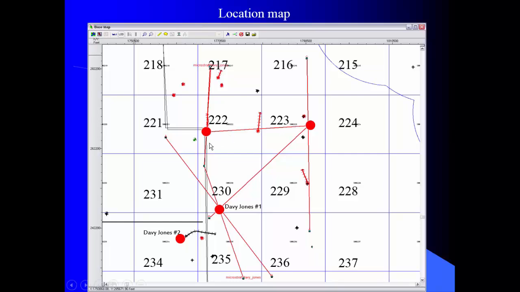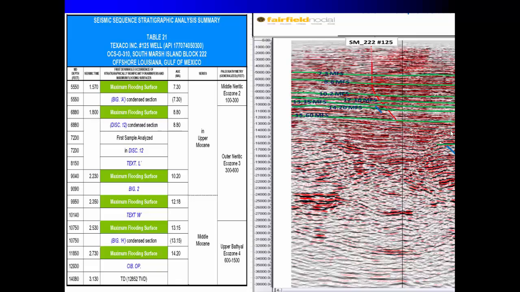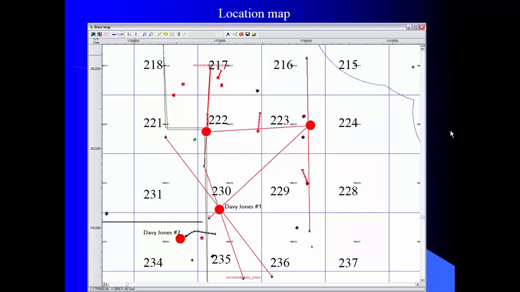So we'll start out here at this area of the South Marsh Island. The first well we're going to look at is the 222, and then we'll correlate that over here to the 223. I'm not going to use very many well names. In the 222 we identified six maximum flooding surfaces.